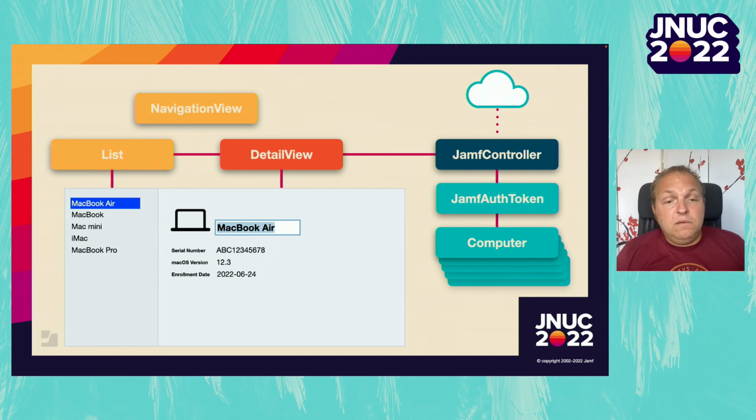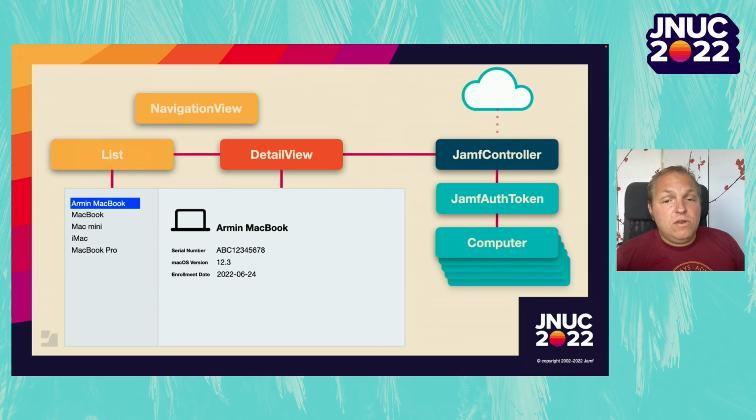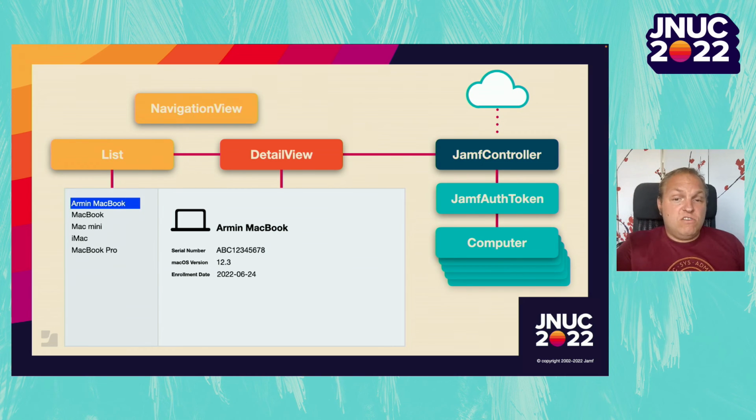I can also make it editable, so when the user chooses to edit the name and change it, that will be sent to the detail view, and the detail view will send it to all the other objects, including the Jamf controller, who will send it back up to Jamf through the Jamf API and update the data there.